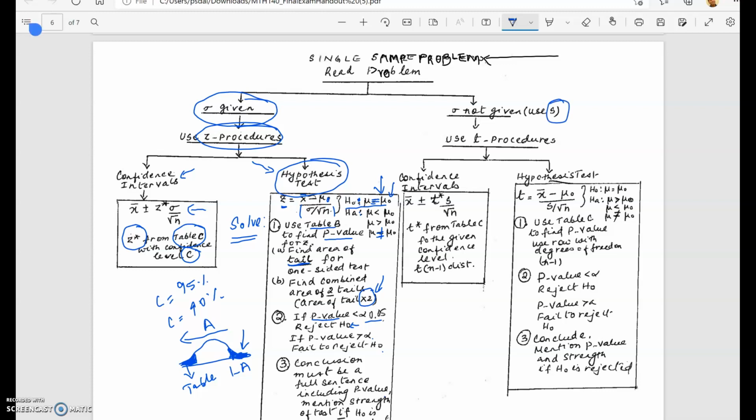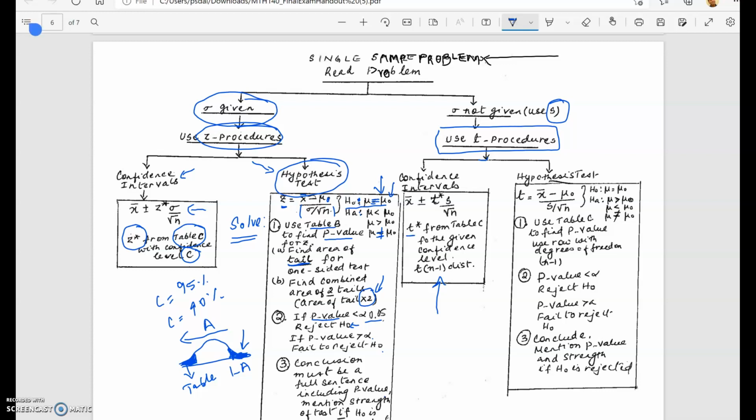Sigma is the population standard deviation. We use S, which is the sample standard deviation. If sigma is not given, we use the t procedures. And of course, depending on whether we need to construct a confidence interval or do a hypothesis test, we go in different directions. The formulas are given in each of the boxes.